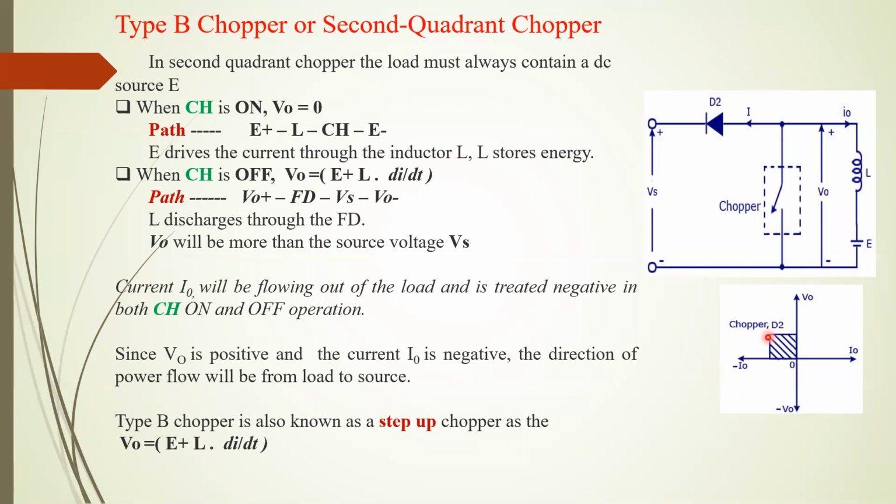This operation of the type B chopper comes under the second quadrant when the chopper is on, and also D2 is on. Hence, this type B chopper is named as second quadrant chopper, as it operates in the second quadrant. The type B chopper is also known as step-up chopper, as V0 equals E plus L di/dt. That means the load voltage is greater than the source voltage, hence it is known as step-up chopper.